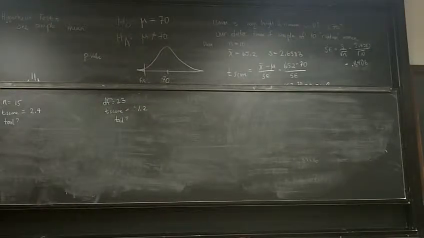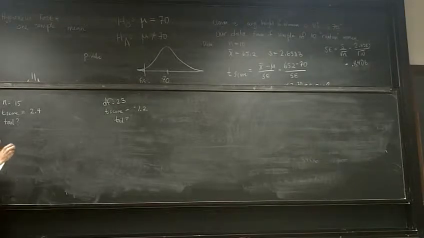Okay, do we get answers? Alright, so the first one, I got 15 items in my sample and my score is 2.4. How much is in my tail? In this case, I have 14 degrees of freedom, and I'm looking for 2.4.